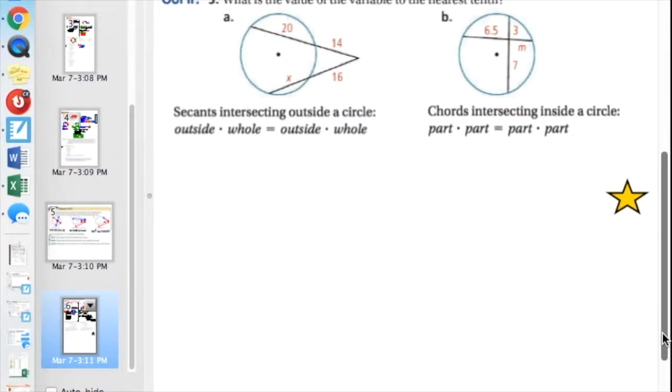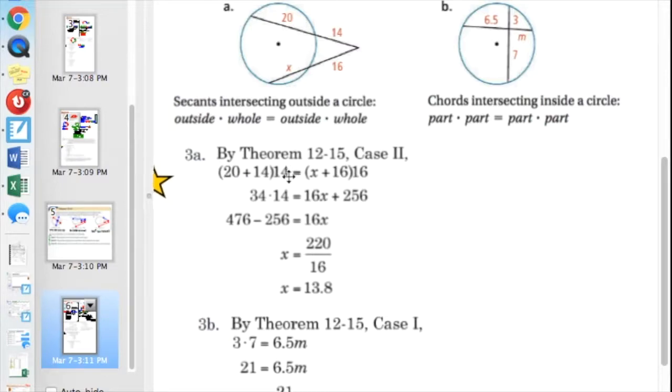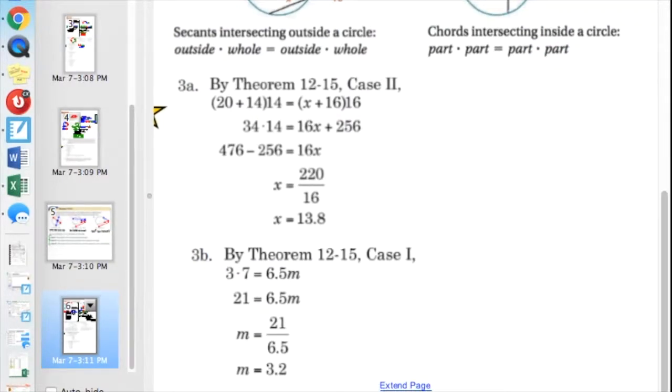Here are your final got it questions. And I even wrote down what I wanted you to know. Outside times whole equals outside times whole, and part times part equals part times part. All right, here is the work for my two got it problems. We should have an answer of 13.8, and we should have an answer of 3.2.